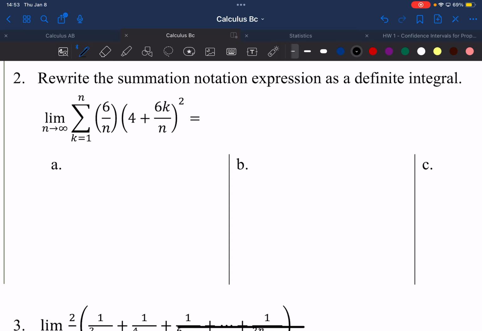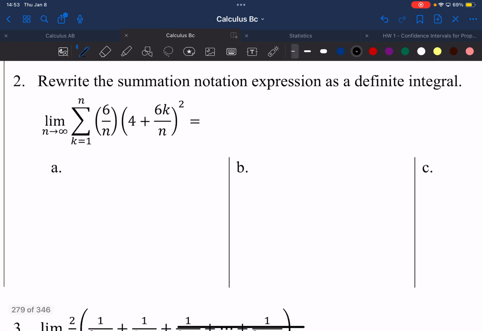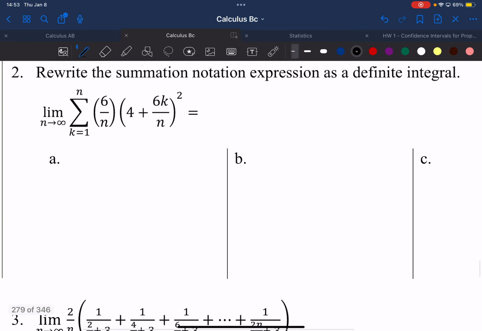Okay, so on the next one, it says rewrite the summation notation expression as a definite integral. So now we're going in reverse. And the reason why it says A, B, and C is because there's multiple ways that you can write this, and it still is correct. I am only going to show you 2 of the ways because we're going to learn the third way when we talk about the properties of integrals. So I'm not going to do anything in part C.